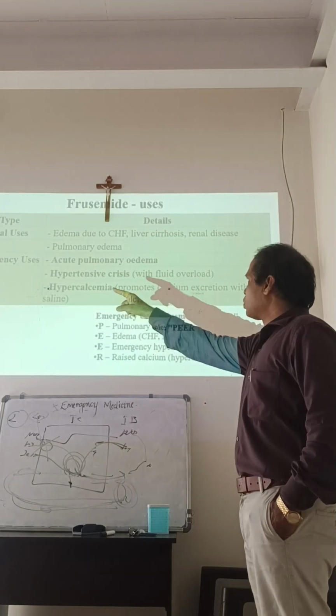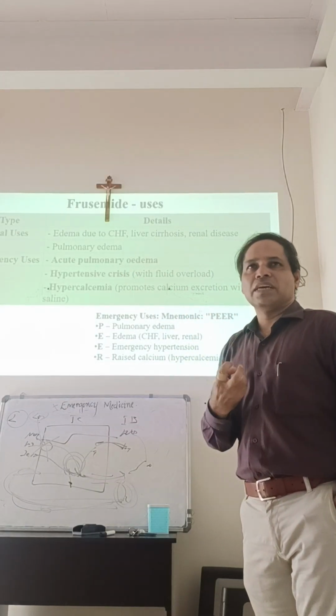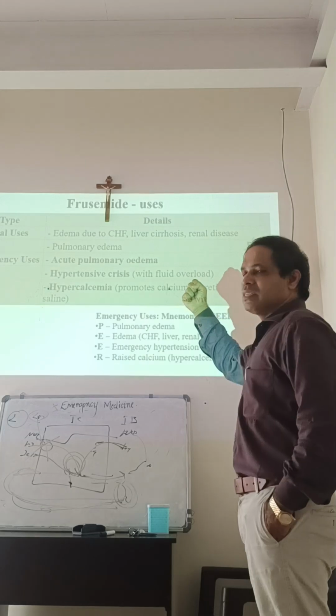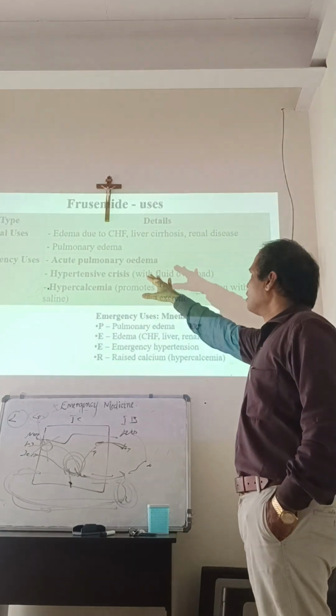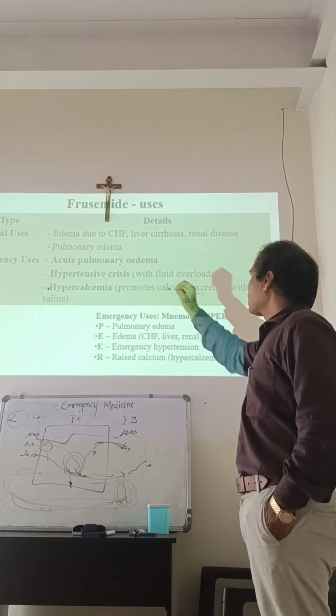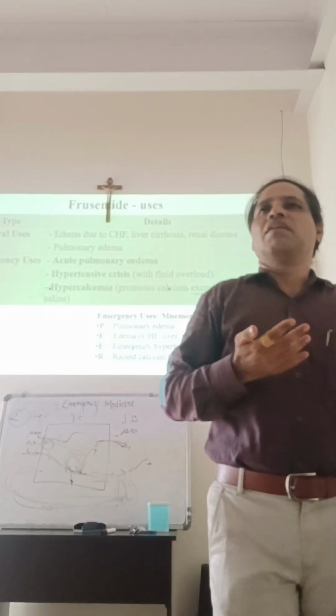Emergency use. Already told. Acute pulmonary edema means that immediately, if there is any edema in the pulmonary vessels or in the pulmonary area, it will reduce the edema. It is an emergency drug. Hypertensive crisis: the patient has an increase in blood pressure.